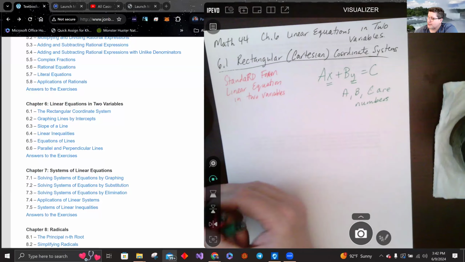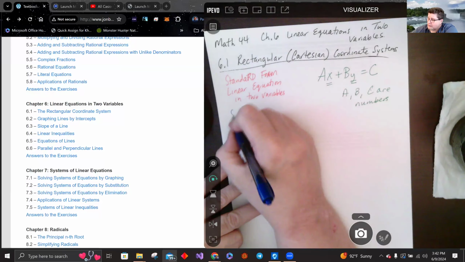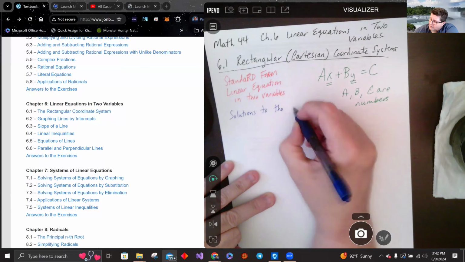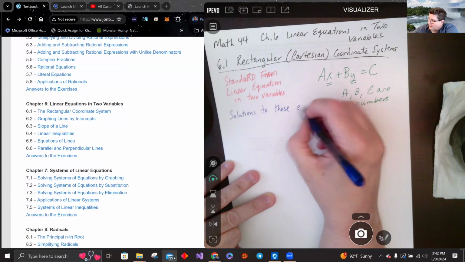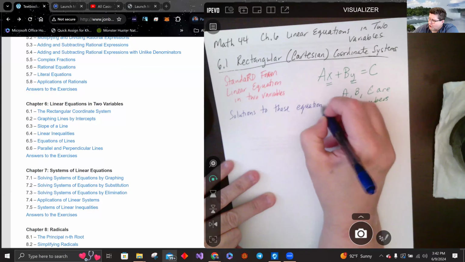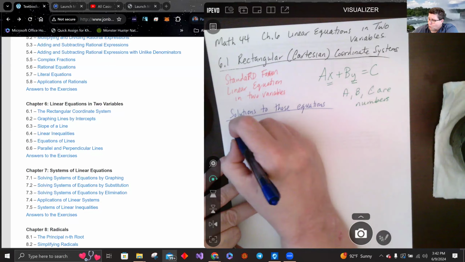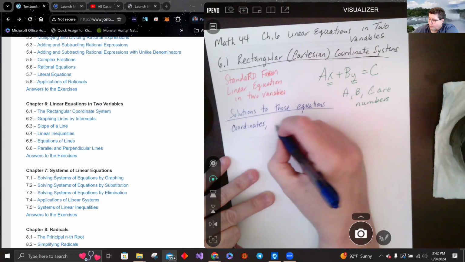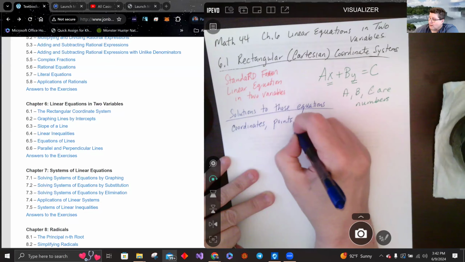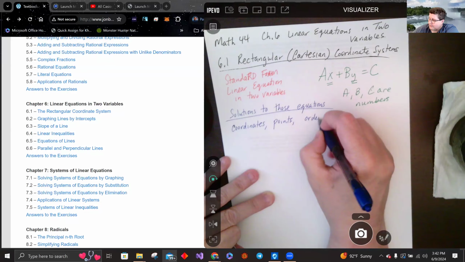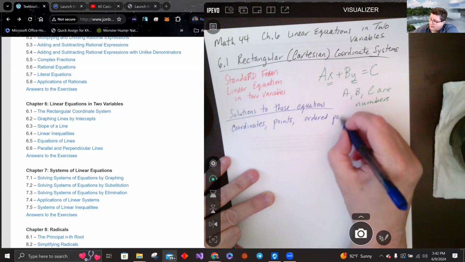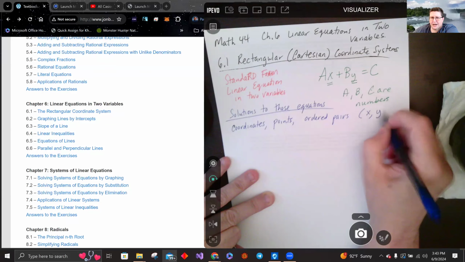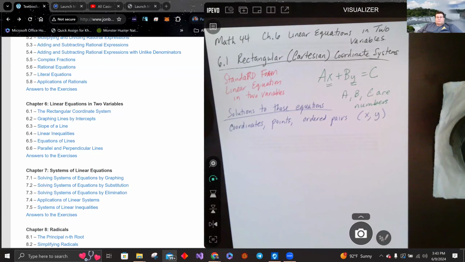Solutions to these equations go by a couple names. They're called coordinates, points, or ordered pairs. And they come in the form parentheses x, comma, y, and parentheses.